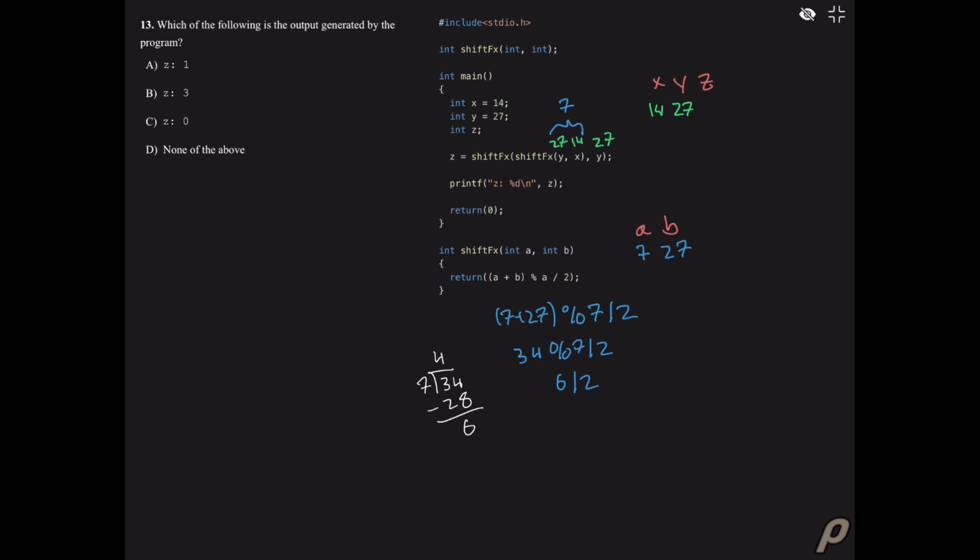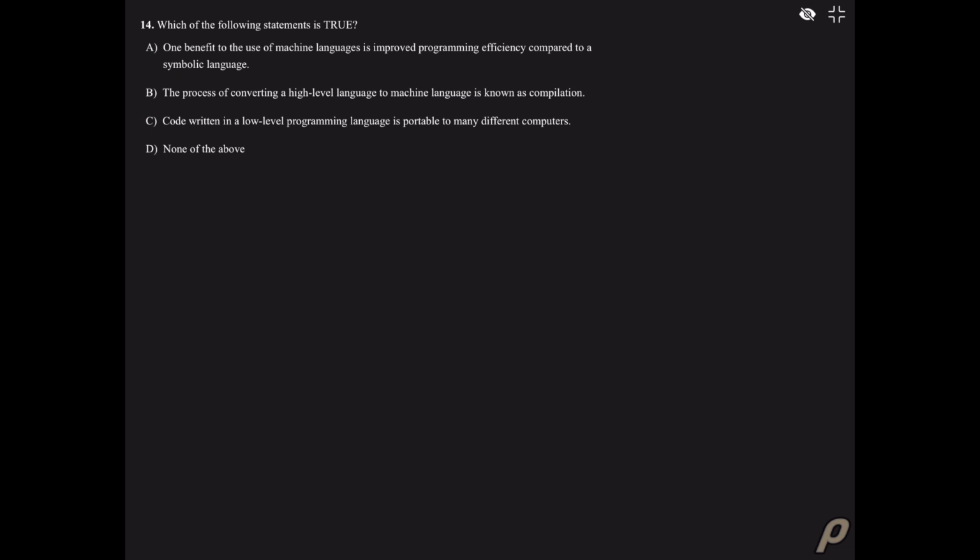So then 3 gets passed back up into this function. So this whole thing becomes 3, which then gets stored into z. So z becomes 3, and that is our answer. Z is 3, which is B, as we see up there on the top. Now let's move on to our next question.